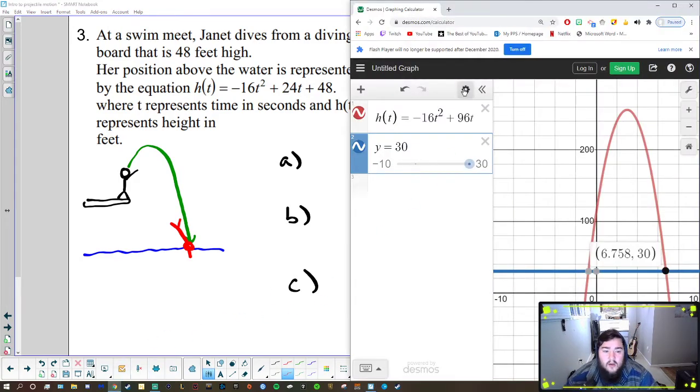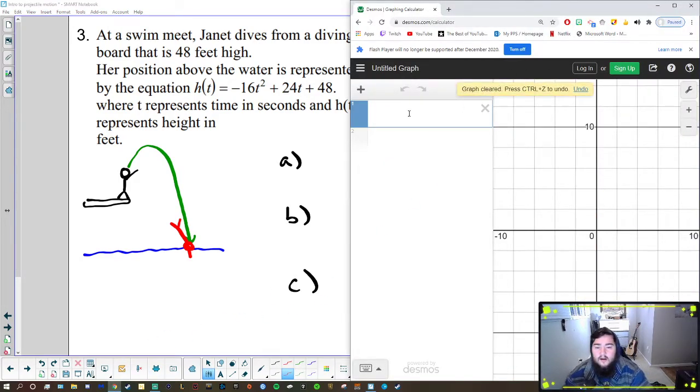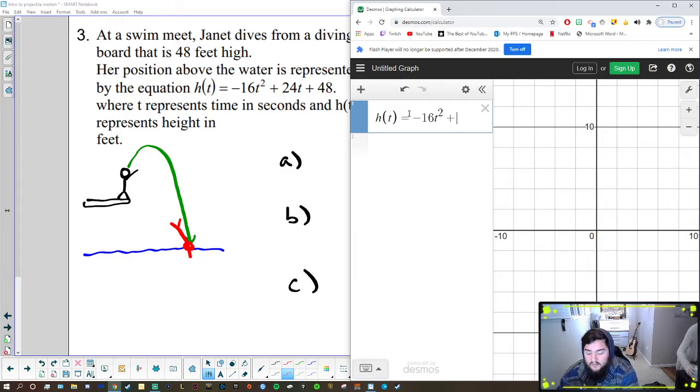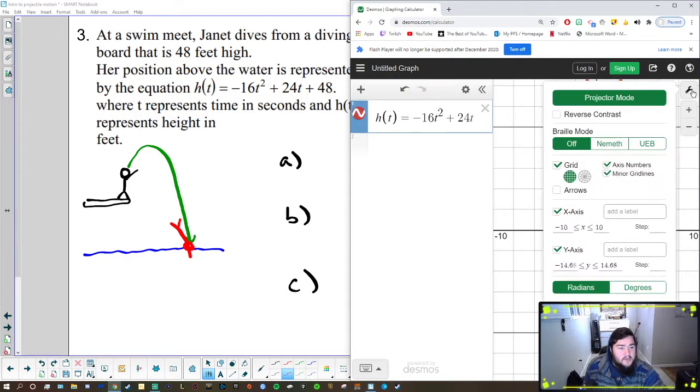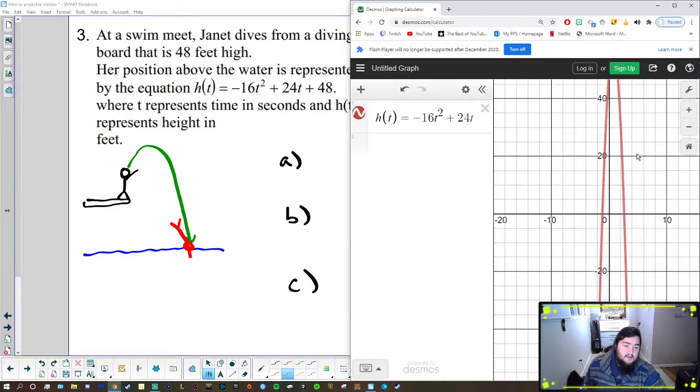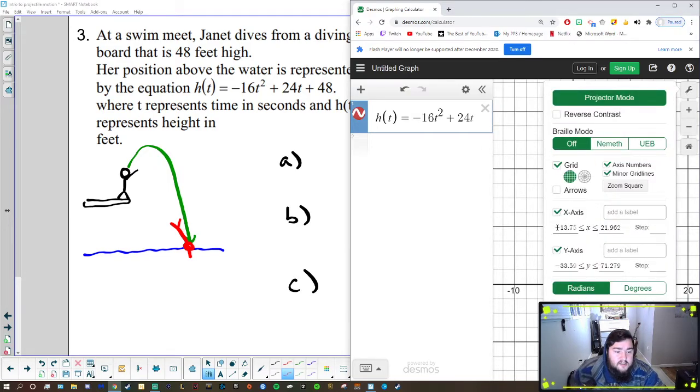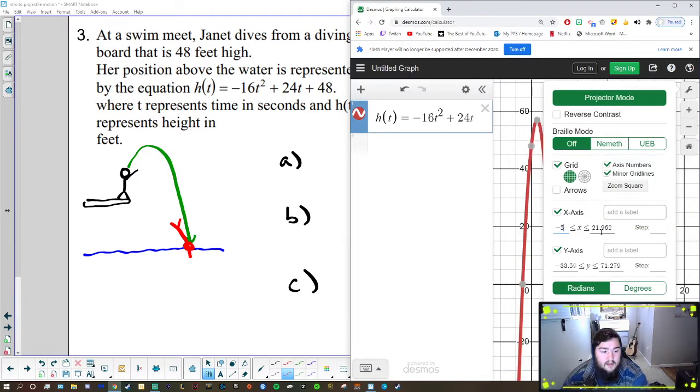Okay, so let's go put this into our Desmos. H of t equals negative 16 t squared plus 24t plus 48. Again, I'm going to use this small little wrench and adjust what my graph looks like. I'm going to change it from negative 5 to 5 just so I can see a little bit more, which it doesn't look like it adjusted, so let's do that one more time. Negative 5 to 5.